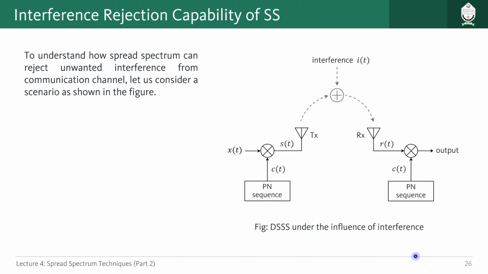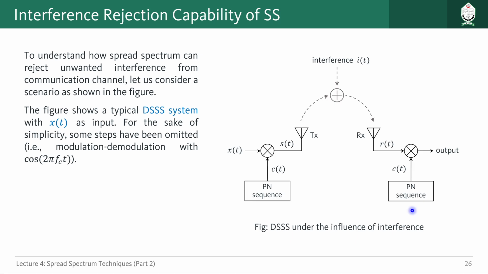Okay, next we are going to discuss the interference rejection capability of spread spectrum. To understand this process, we are going to take this scenario as an example. This is just a typical DSSS system with x of t as input, just like before. But here, for the sake of simplicity, we are omitting some portions, like the digital modulation and demodulation part, so we are not going to multiply with cos 2 pi fct here.